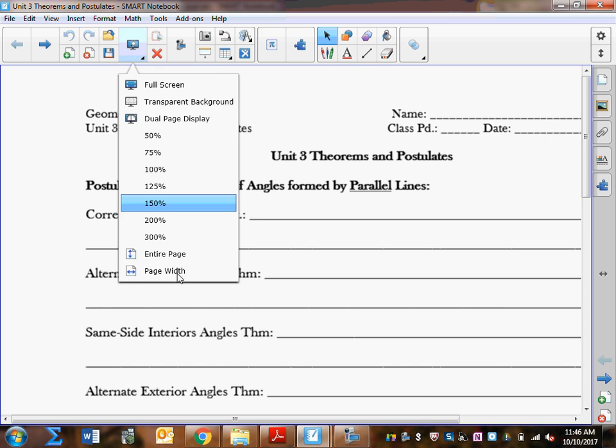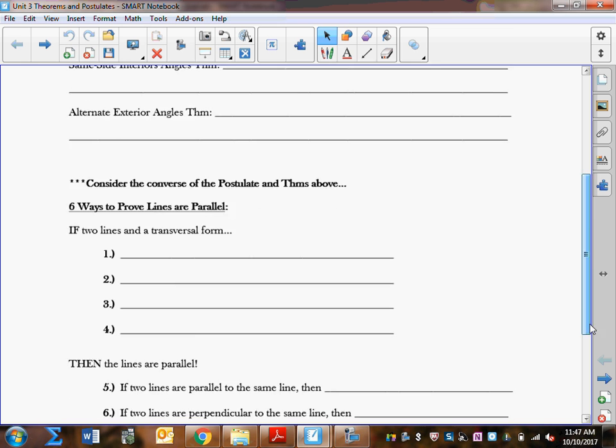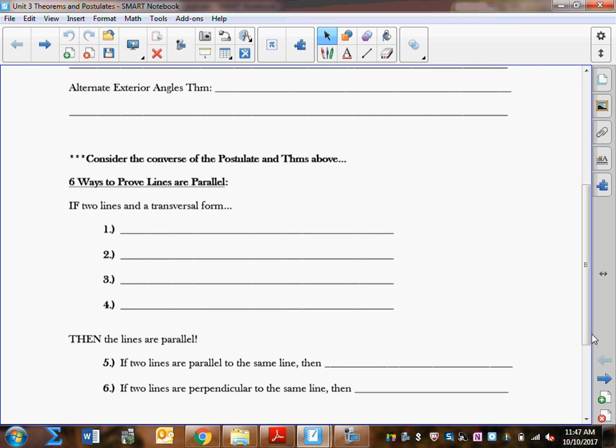Alright, so let's take a look at our theorems and postulates for today. It has all of our theorems and postulates for this unit. We today are going to be focusing on those first four. Okay? So postulates and theorems of angles formed by parallel lines. Like I said earlier, we're going to be focusing on parallel lines and what that means for us with their special angles. Alright, so before we start, let's go ahead and draw a little picture.